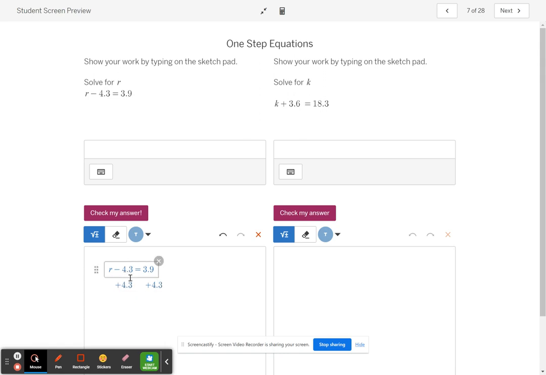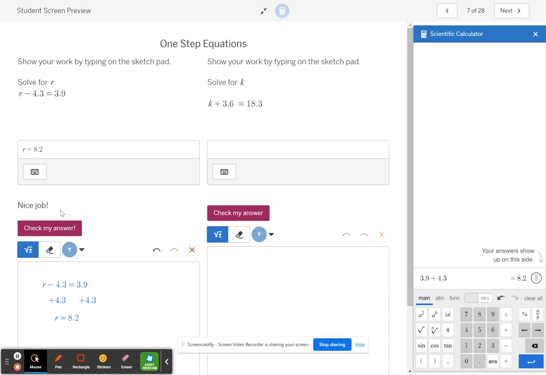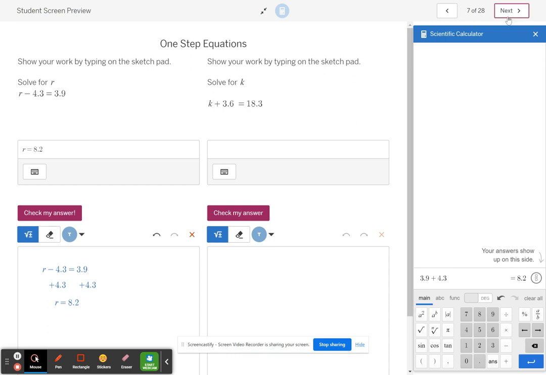Now what happens is the 4.3's cross out here and we're left with R, and then it equals whatever 3.9 plus 4.3. Now this calculator, if you click the calculator setup, it opens up on Desmos. I prefer this over any phone calculator or Google calculator because it's there for you, and I can always see what you entered if you use the Desmos calculator. So the answer is R equals 8.2. And you can check your answer. And you're going to do the same throughout the slides.